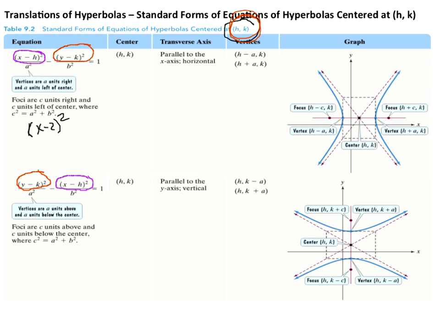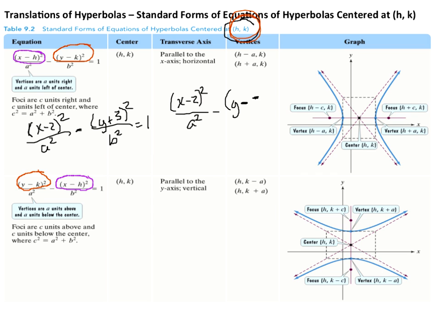(x minus 2) squared over whatever a squared is, we're not focusing on that part right now, minus (y plus 3) squared over b squared equals 1. I would rewrite that equation to locate my center as (x minus 2) squared over a squared minus (y minus negative 3) squared over b squared equals 1. So my (h, k) in this case would be (2, negative 3), my center there.